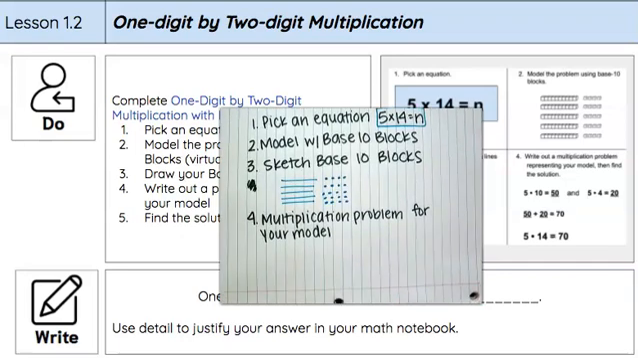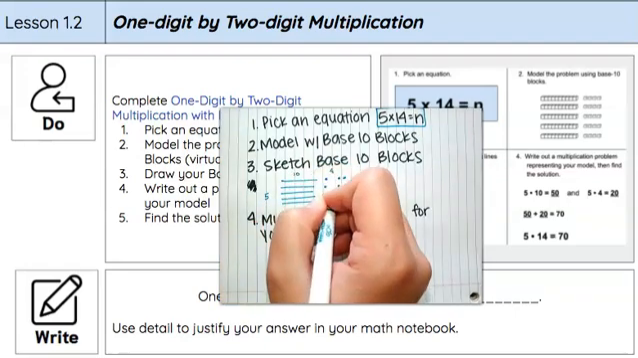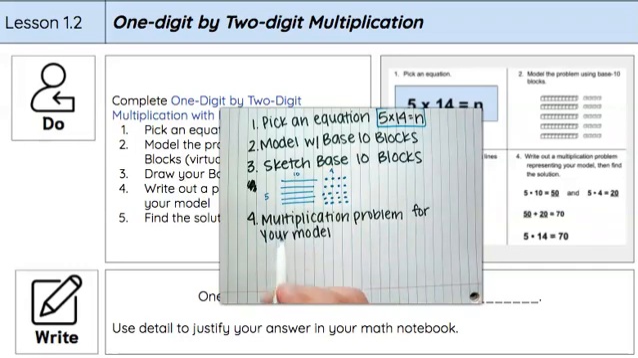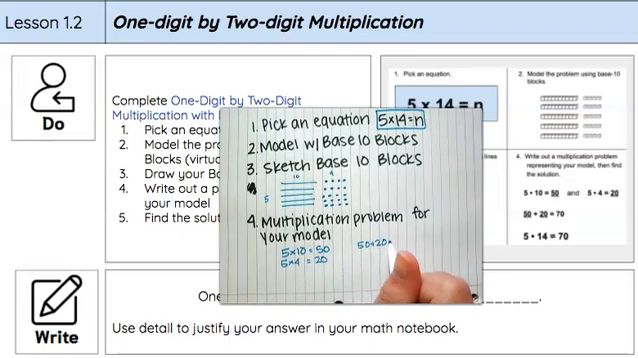And then finally, I'm going to write a multiplication problem for my model. So I can even put my little numbers up here if that helps me out. So the first thing I'm going to do is my 5 times 10, and that's going to get me 50. Remember, I could check my work by going 10, 20, 30, 40, 50. And then I'm going to multiply my 5 times 4, which is going to get me 20. And then finally, I need to add my 50 plus 20 to get me 70.